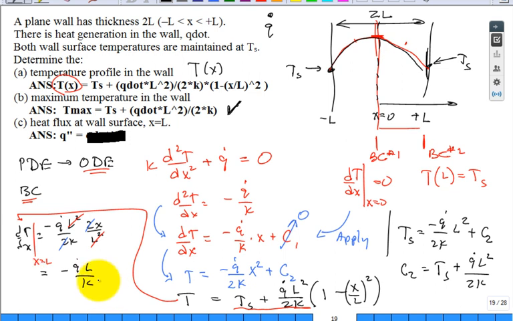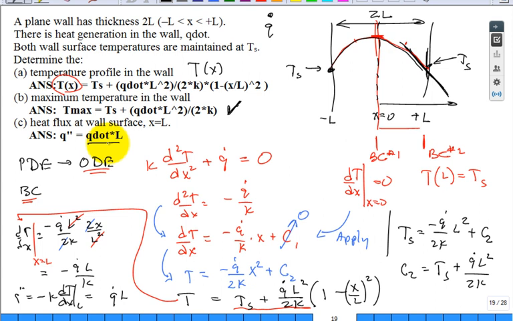Notice that it's a negative slope. It's sloped downward. Are you with me or no? All right. Now I want Q double prime, so I put minus K times what I just worked so hard to get, dT/dx at L. So I put a minus K times that, and you find that this just becomes Q dot times L, isn't it? Just Q dot times L. The heat flux at the wall is Q dot times L.